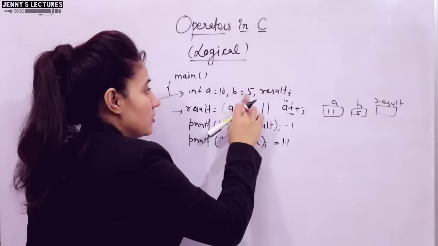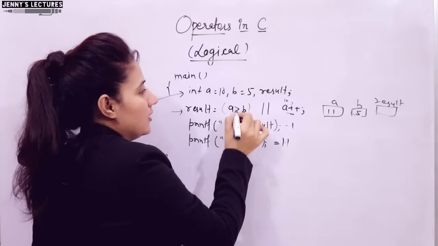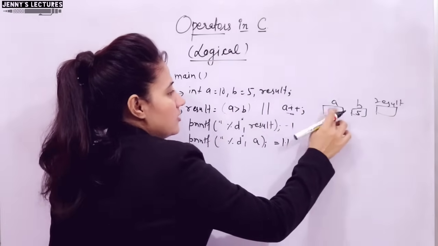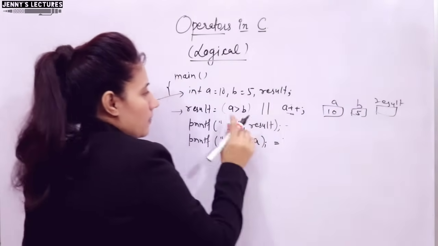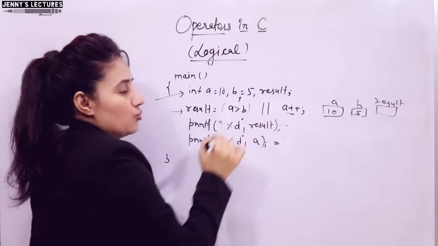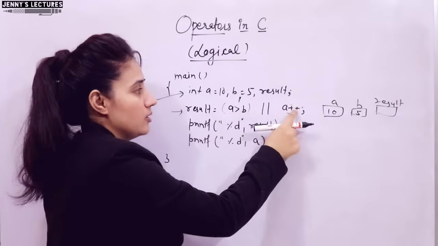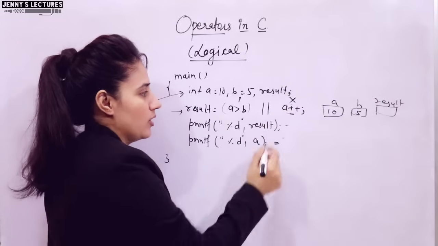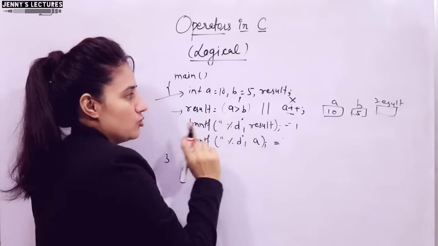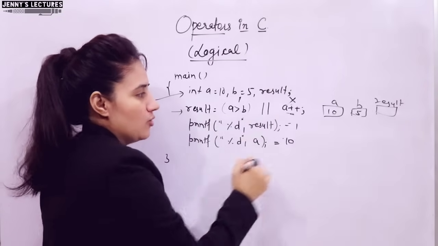And if here it is A greater than B, in this case what would be the output? Check A greater than B. Yes, it is true. If the first is true in logical OR, it will not check the second one. So finally 1 would be stored in result and there is no A++, so the final value is 10.